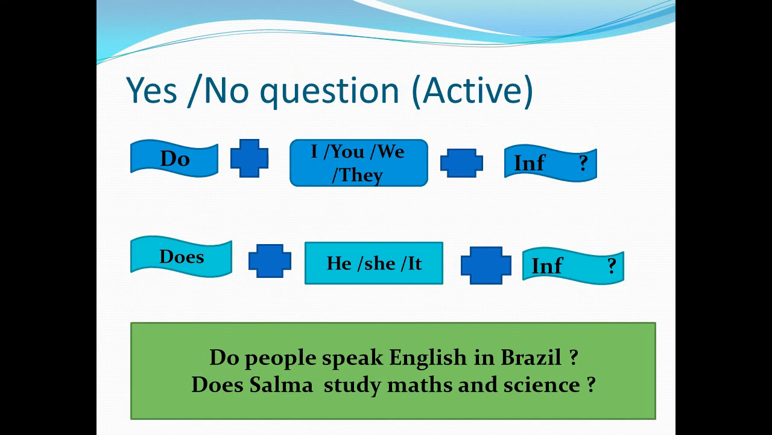And in the question form, yes or no question, in the active form, we say do plus subject plus infinitive. And if the subject is he, she, or it, it's does. Does he, she, it plus infinitive. Like, do people speak English in Brazil? Does Salma study math and science?